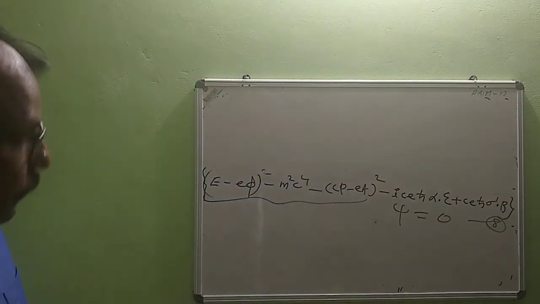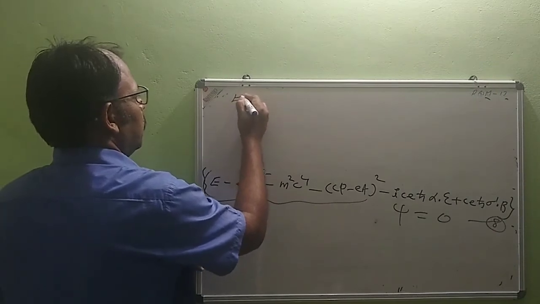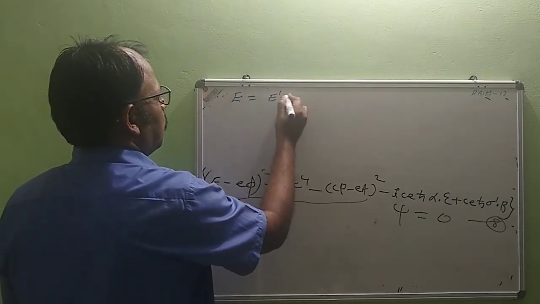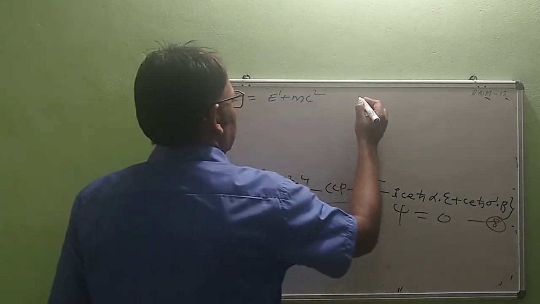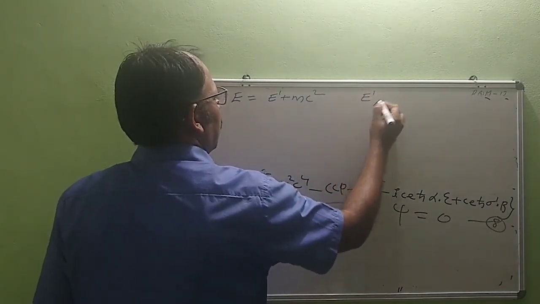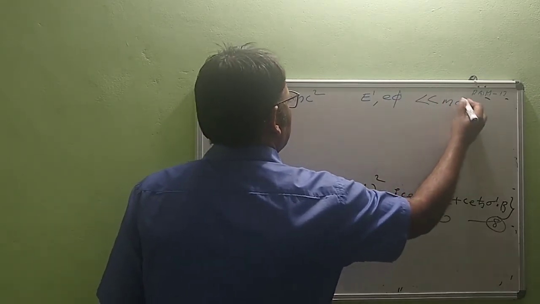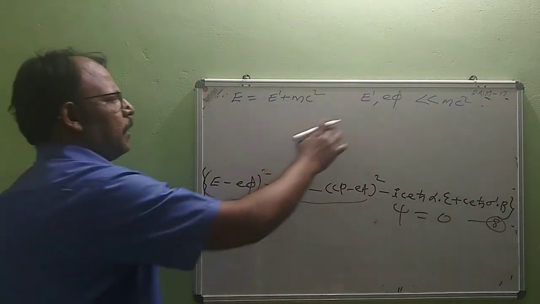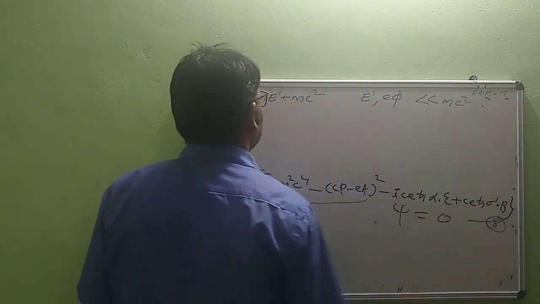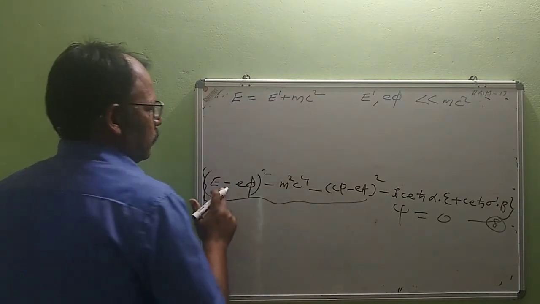The physical significance of the last two terms can be obtained by assuming that E equals E prime plus mc square, where the terms E prime and E phi are very small compared to the rest mass energy mc square. We are assuming E prime and E phi are much less than mc square. E is taken as E prime plus mc square.